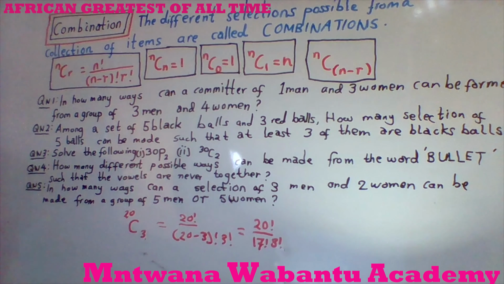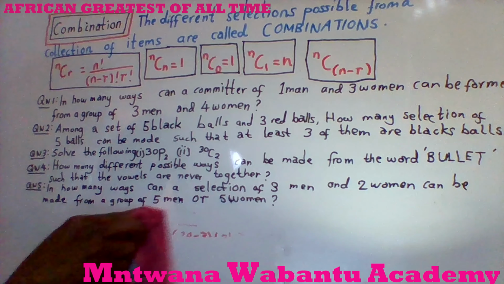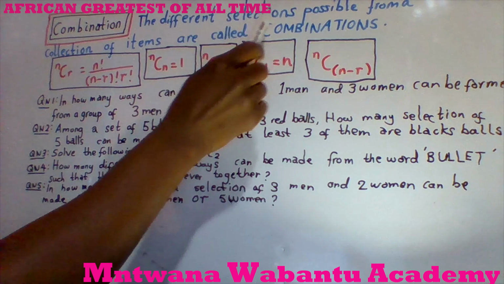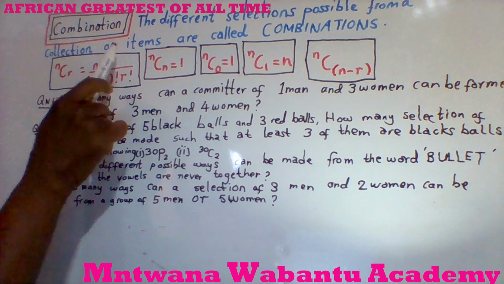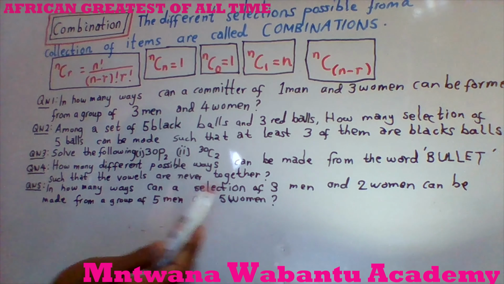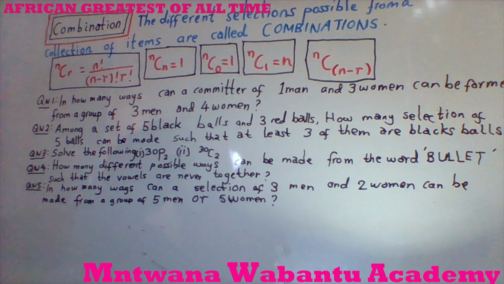So combination means select. Okay. That's the equation here. It's just the definition. A combination is the number of different selections possible from a collection of items. Which collection of items? 20 students, and then we select 3, or it could be we have all the alphabet.